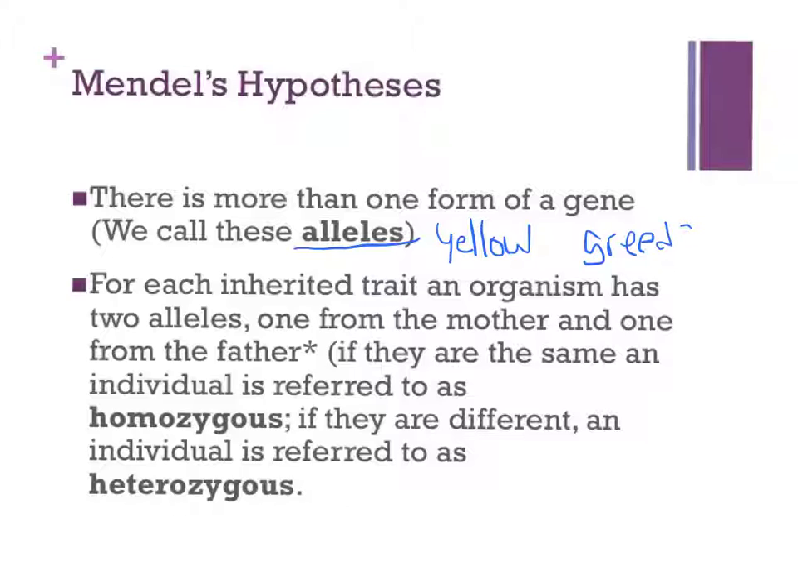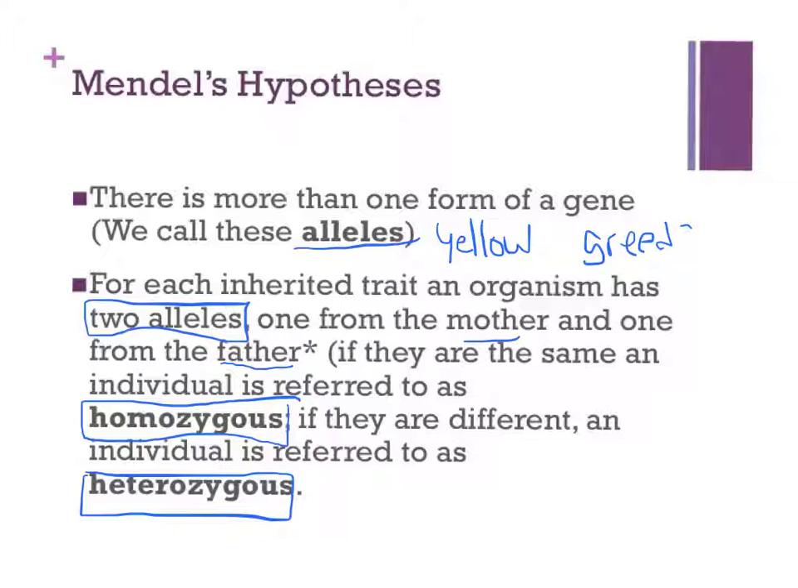For each inherited trait, an organism has 2 alleles, and one comes from the mother and one from the father. And if those 2 alleles are the same, for instance, you have yellow and yellow, yellow from the mother and yellow from the father, we would refer to that as homozygous. Homo meaning the same, and then zygos referring to the zygote that is created when those 2 alleles combine from the parents. If they're different, for instance, a yellow and a green, that would be referred to as heterozygous, because hetero means different.